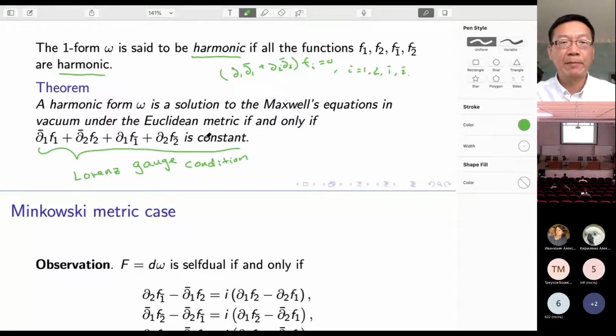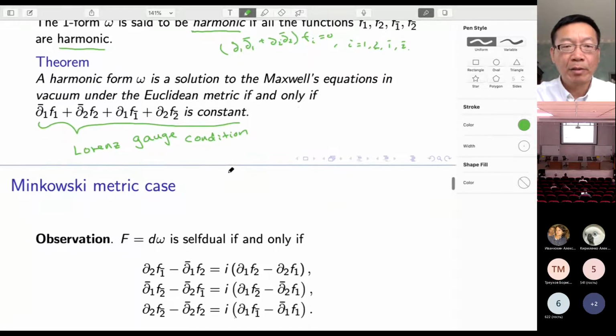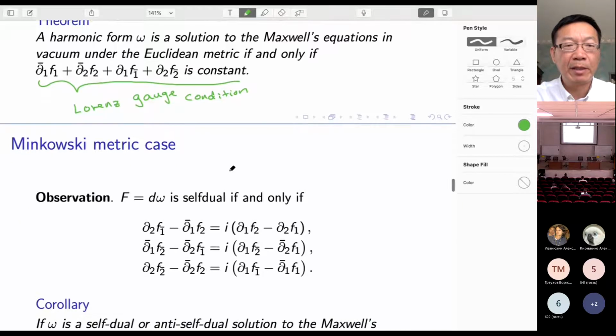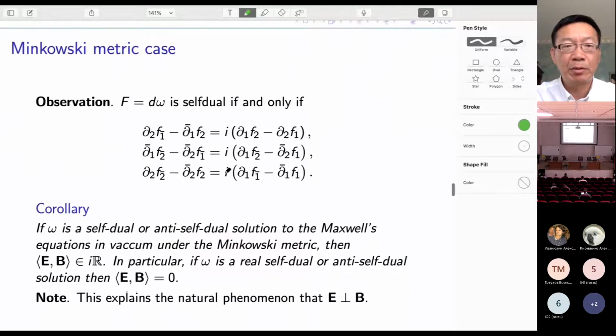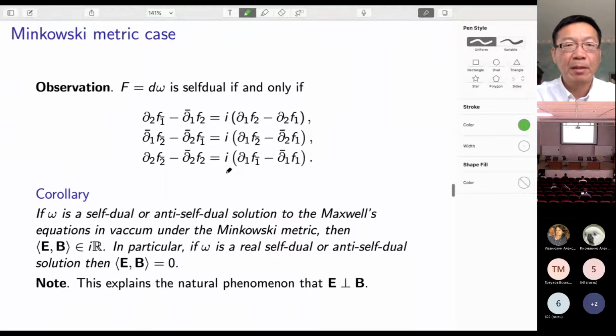Okay, so this is a complete solution for harmonic forms. Now let's take a look at the Minkowski metric case, which is more related to our reality. In this case, F is self-dual if and only if we have this set of equations.